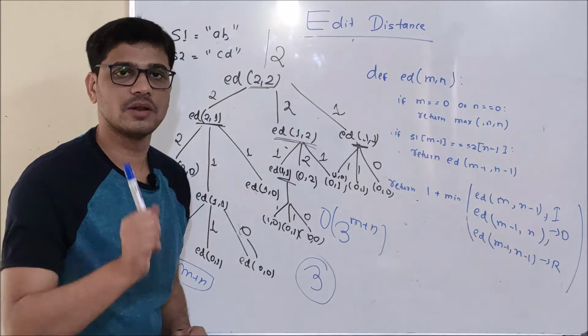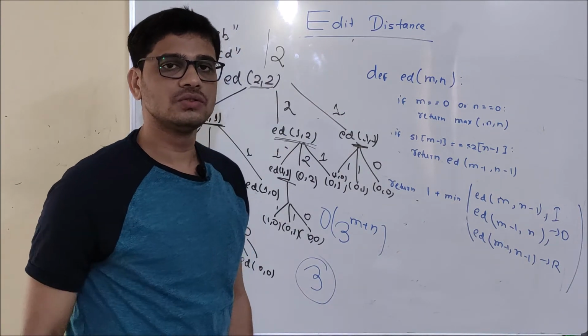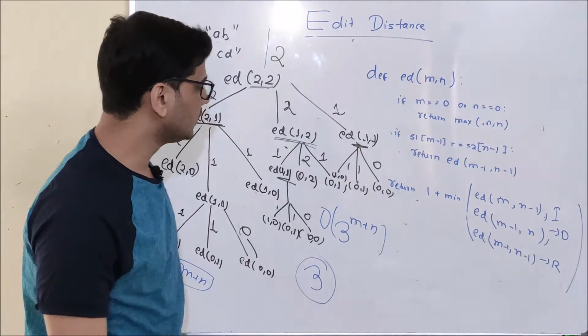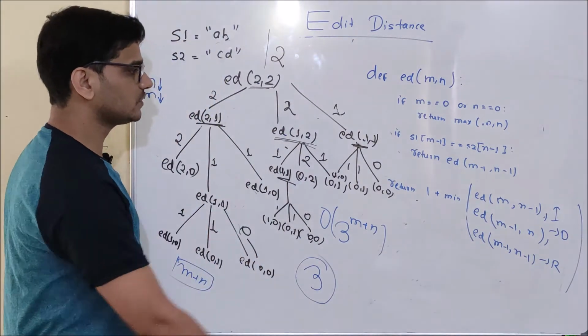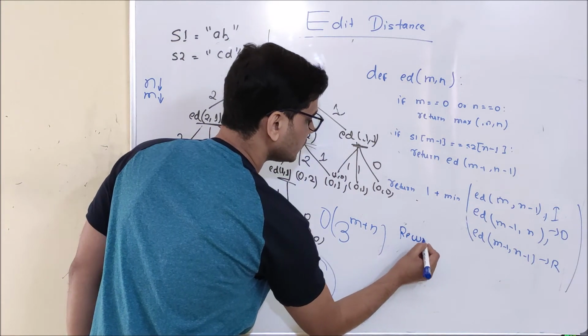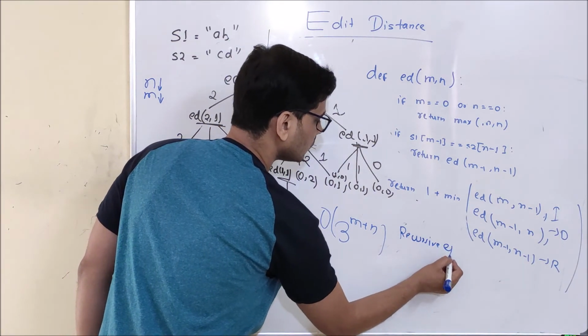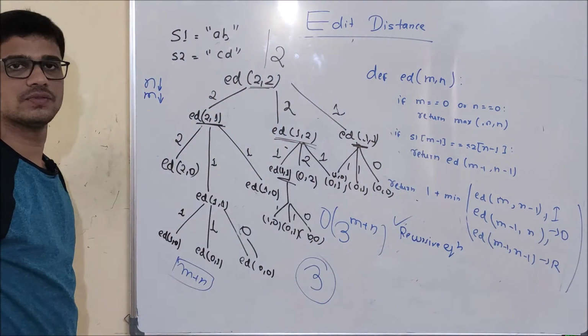But the question is, can we afford an exponential program? And what is the answer? No. So what will we do now? We will see whether we can apply dynamic programming here or not. First thing is the recursive equation. So this is a recursive equation and it is satisfied.